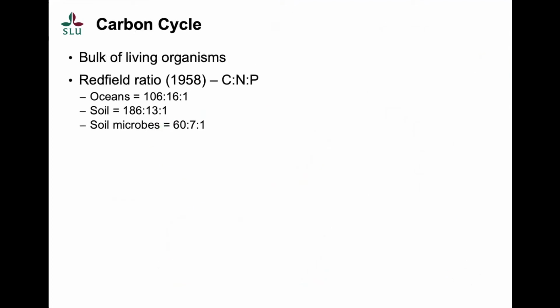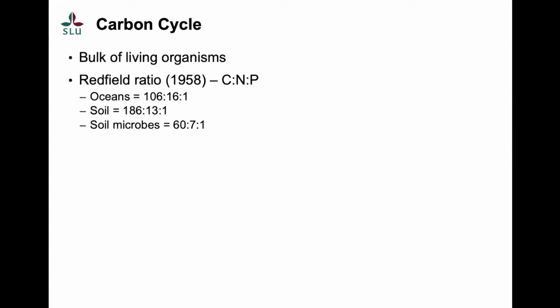So maybe we can start off with carbon cycling. It should be rather self-evident: carbon is the bulk of living organisms. And this is always interesting to think about. Anyone familiar with these Redfield ratios? Redfield was a marine biologist, and he wanted to study what was called the stoichiometry of elements in the ocean. So what are the ratios of elements like carbon to nitrogen to phosphorus? These are some of the most important and abundant elements in living organisms.